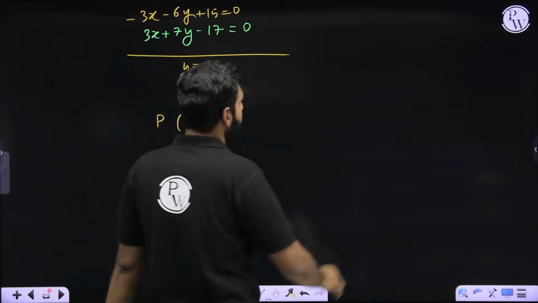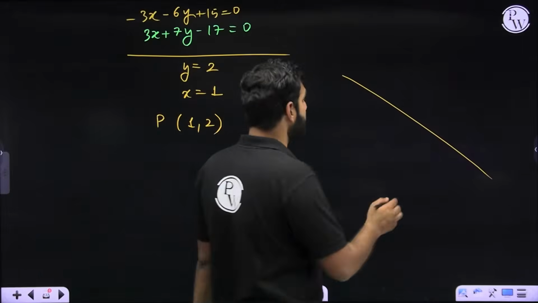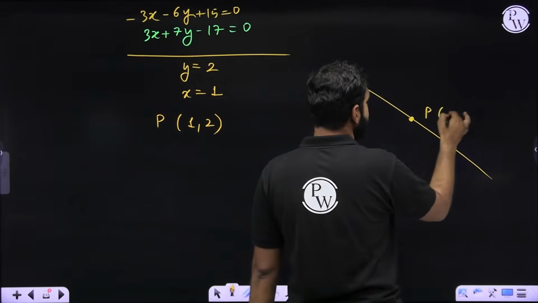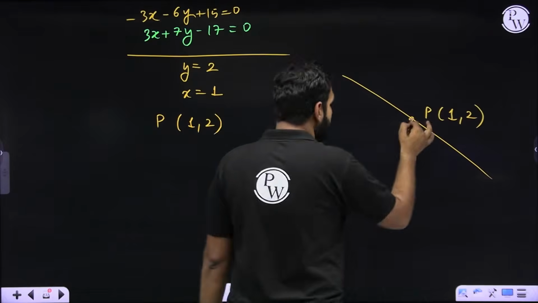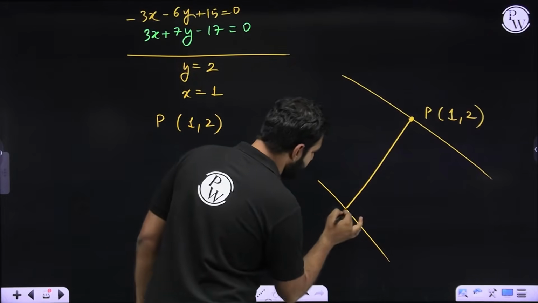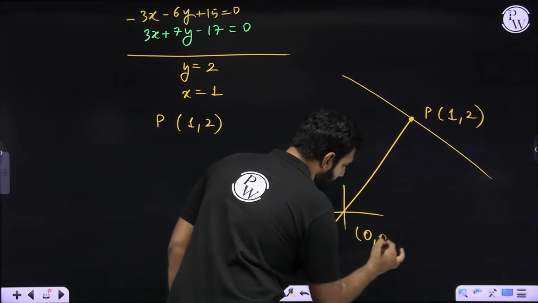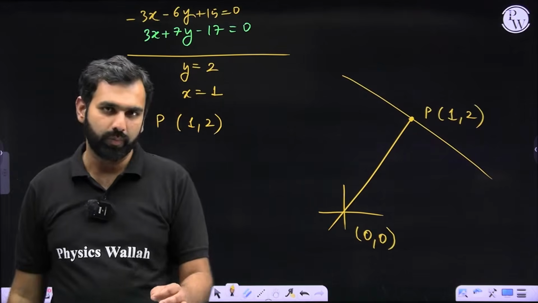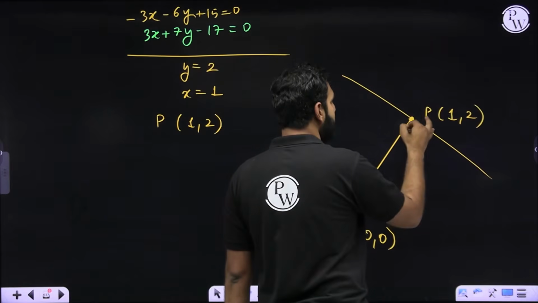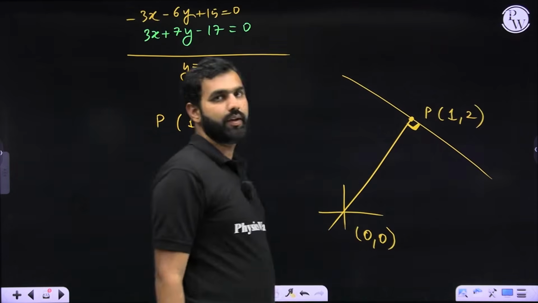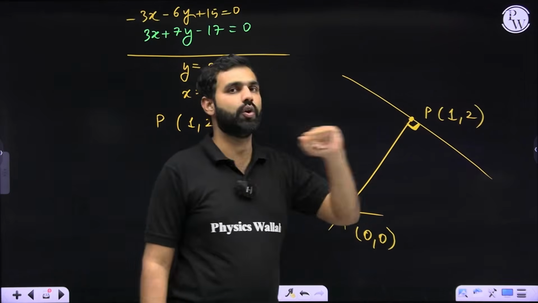Now please understand, there is a line which is passing through P. There are actually infinite lines which are passing through P, but there is a line which is passing through P and it is farthest from origin. So if it is farthest from origin, that is possible only when you take a line which is perpendicular to the line which I create by joining origin to this 1, 2.